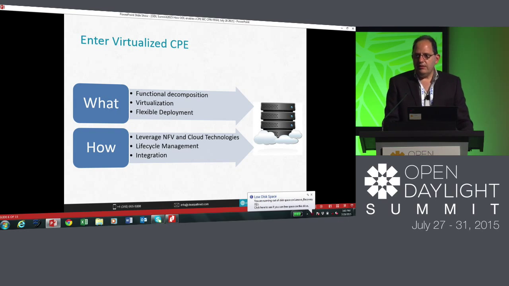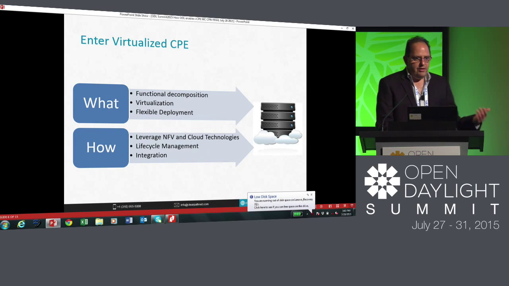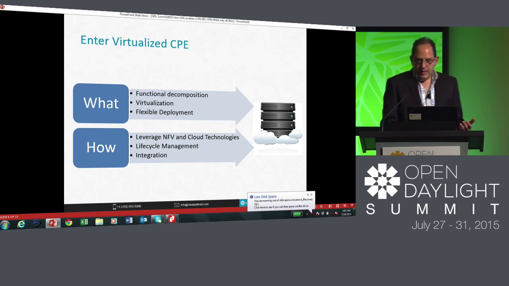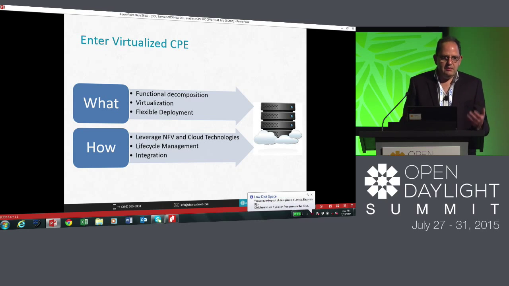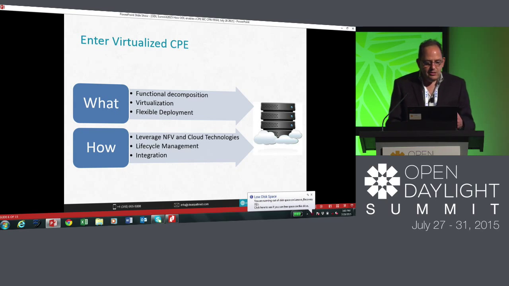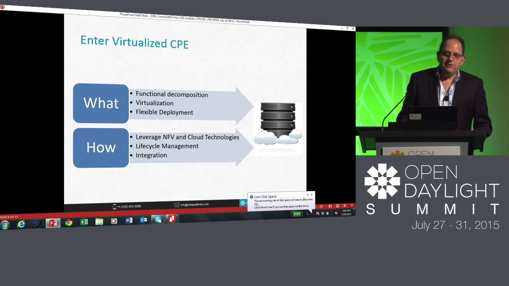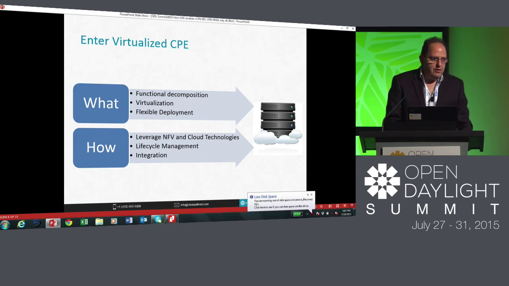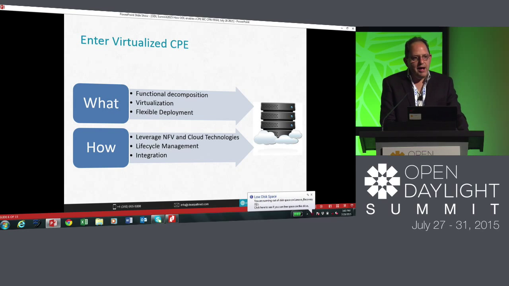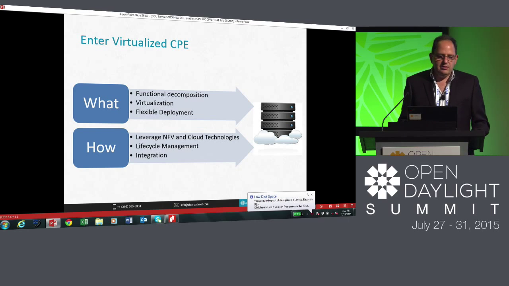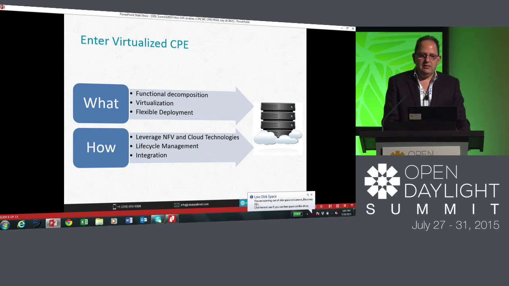Now, how is this going to happen? Well, first, we're going to leverage network functions virtualization and cloud technologies. For those of you who aren't in the carrier space, you've probably heard of NFV. What it really means at a fundamental level is pretty much the same as virtualized CPE, but it actually originated from the infrastructure aspects of the network. In other words, the operators who got NFV off the ground were thinking they have thousands, if not tens of thousands of hardware appliances in the network.